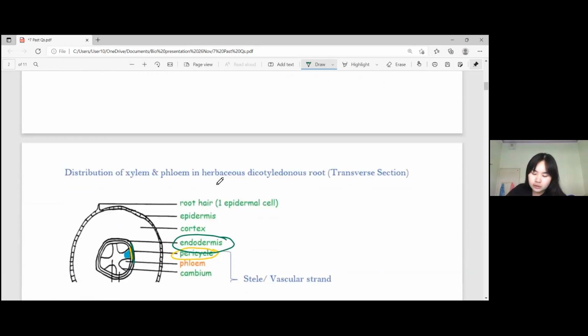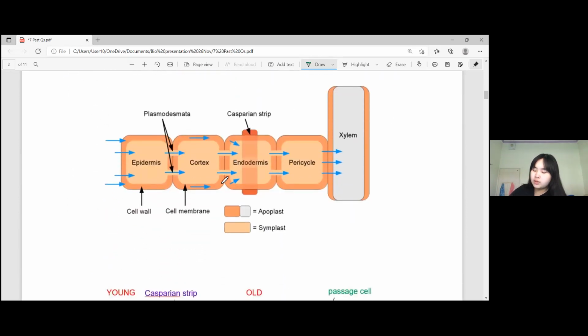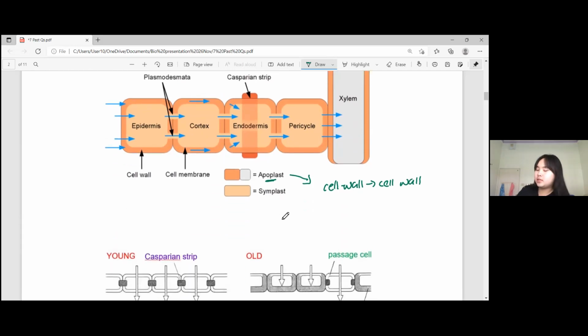And also, let's look at this diagram here. This one is the apoplast and the symplast pathway. The apoplast pathway is a movement from cell wall to cell wall. And also something that we need to take note of is that the movement across the lignin and the cellulose is also the apoplast pathway. This is because these two are not living cells, so there is no cytoplasm for the symplast pathway.